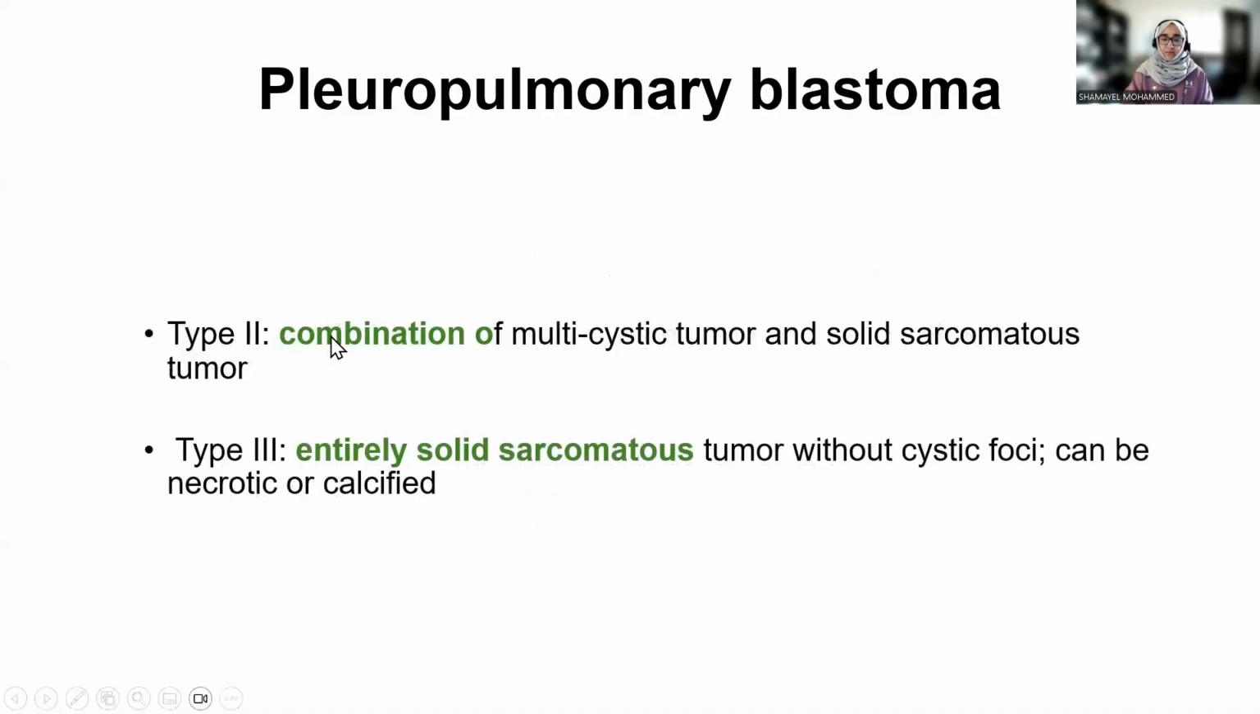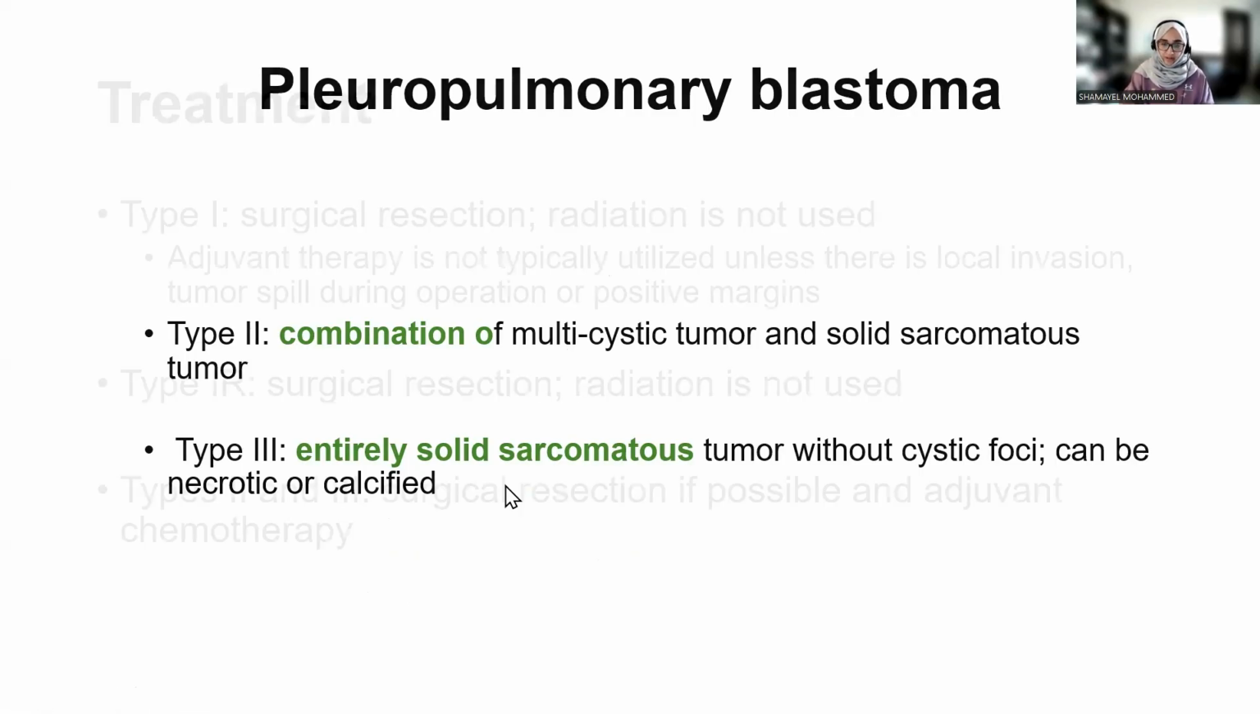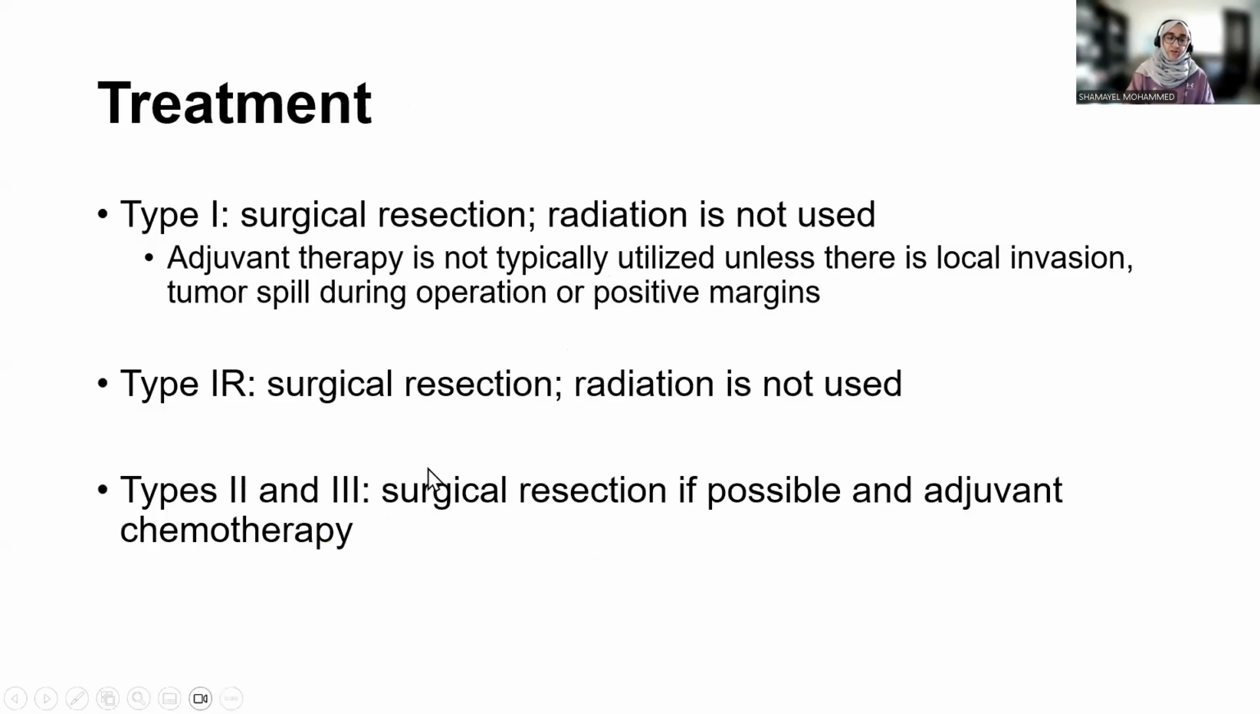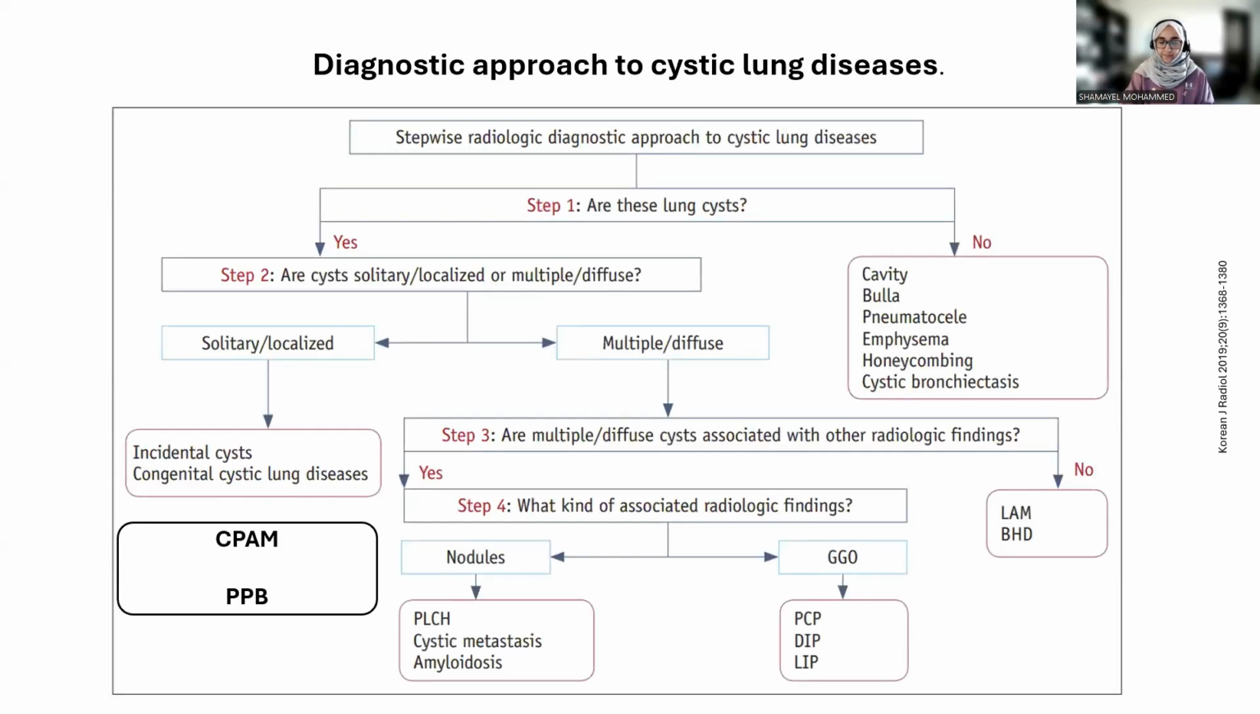Type 2 is a combination of cystic and solid sarcomatous tumor, and type 3 is entirely a solid sarcomatous tumor. Other than rhabdoid differentiation, you might have some chondroid differentiation or other sarcomas. Now, the treatment for type 1 is usual surgical resection, a complete excision, and no radiation is needed. For types 2 and 3, surgical resection if possible, and adjuvant chemotherapy.